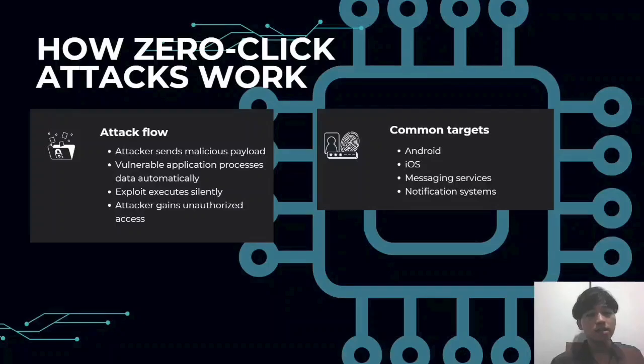How do zero-click attacks work? This is the attack flow. Attackers send a malicious payload. The vulnerable application processes the data automatically. The program executes silently. You don't know it was executed. Attackers gain unauthorized access. This is the common target. The common targets are Android, especially obsolete versions, iOS, and messaging services and notification systems.